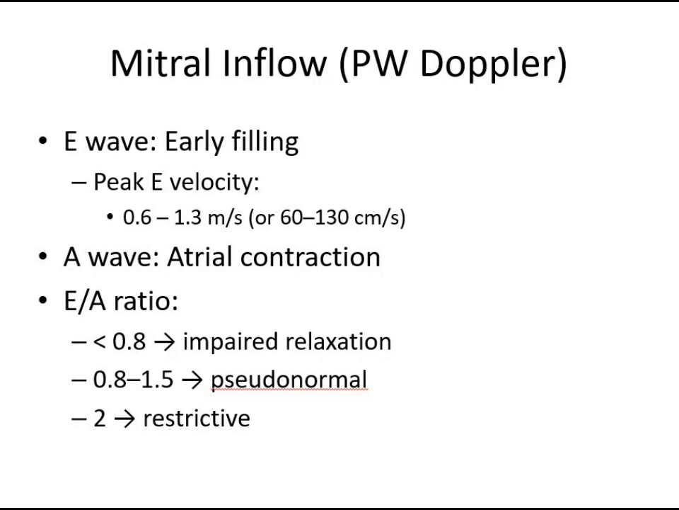So, E/A ratio less than 0.8 indicates impaired relaxation. E/A ratio 0.8 to 1.5 indicates pseudonormal. And E/A ratio greater than or equal to 2 indicates restrictive filling pattern. Each of these patterns correlates with a specific grade of diastolic dysfunction.